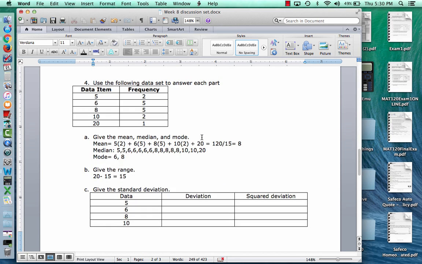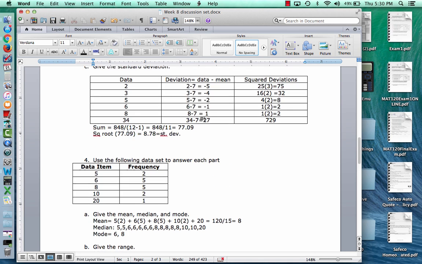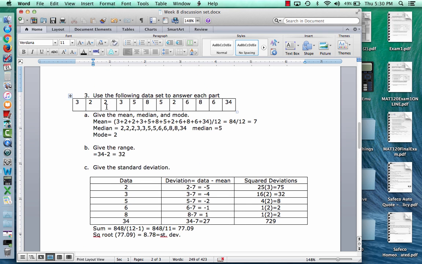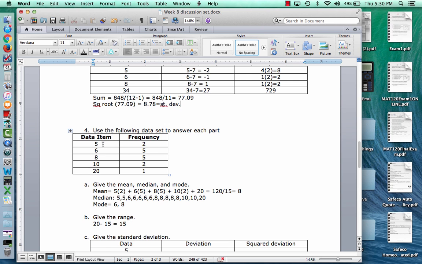So we're on to problem 4 here, and we're doing the same thing that we were doing in problem 3. The only thing is that the data is presented already in a frequency table. So here in number 3 we had each data value listed out, so it was easier to see each data value and list them in order. Now this table shows me that I have 2 5s, 5 6s, 5 8s, 2 10s, and 1 20, which means that I actually have 15 different data values, but a bunch of them repeat. So just keep that in mind.